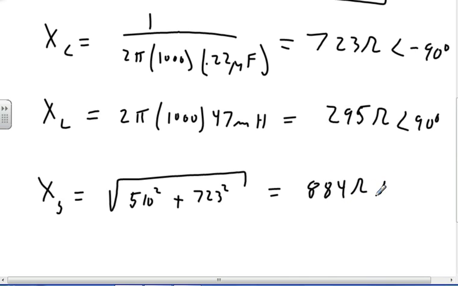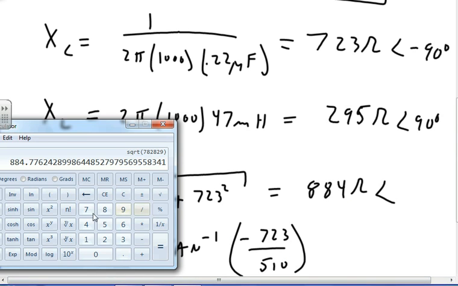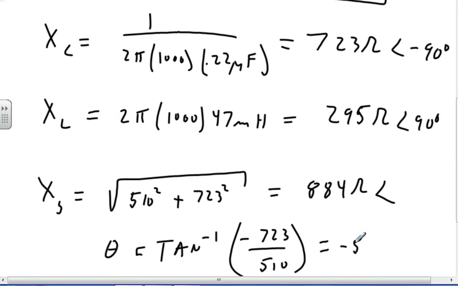884 ohms, and my angle is going to be the arctangent of negative 723 divided by 510. 723 divided by 510, plus or minus key, equals, inverse function tangent: minus 54 degrees.